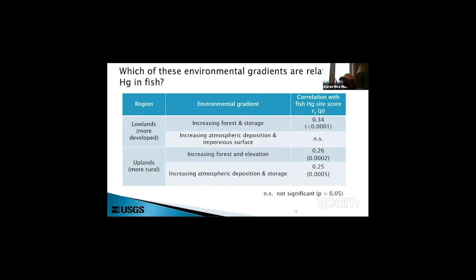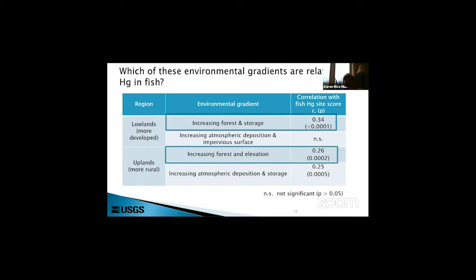So now we want to ask which of these environmental gradients are related to mercury in fish. Here we see in the lowlands, only the primary environmental gradient was positively correlated with the fish mercury site score. So fish mercury site score increased with increasing forest and storage, but was not related at all to increasing atmospheric deposition. Primarily, one would imagine, because it's deposited to impervious surface.